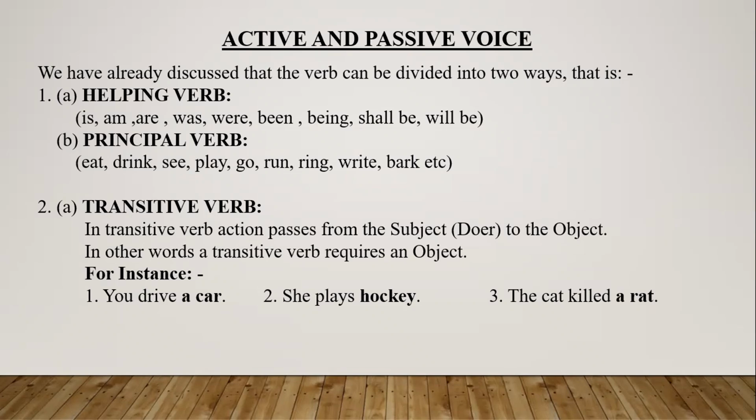For example, you drive a car. Drive is a transitive verb which needs an object, that is, a car. Number two, she plays hockey. Play is a transitive verb which needs an object, that is, hockey. Number three, the cat killed a rat. Killed is a transitive verb, and a rat is the object. Okay, let's go ahead.